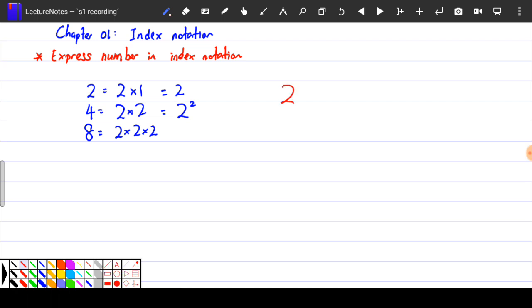So first thing you recognize that this term here is actually called the base number. Base because it's like on the ground. This number here is known as the index or the power. Okay, so usually we can say 2 to the power of 2, or the index of 2 is 2.